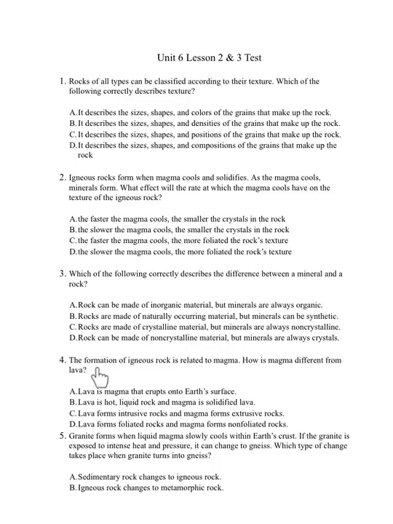Number 4. The formation of igneous rock is related to magma. How is magma different from lava? A. Lava is magma that erupts onto the Earth's surface. B. Lava is hot liquid rock and magma is solidified lava.